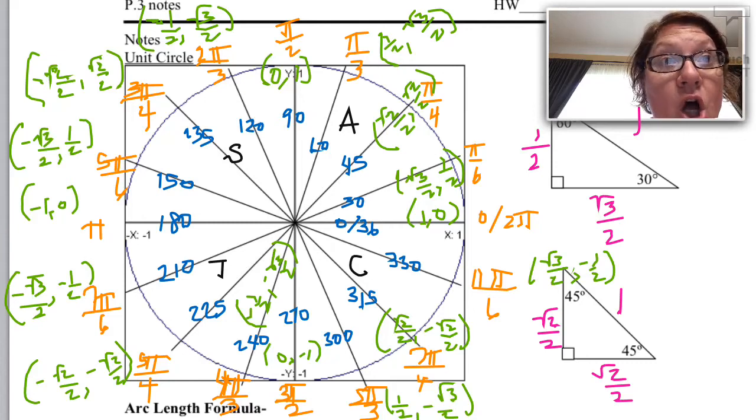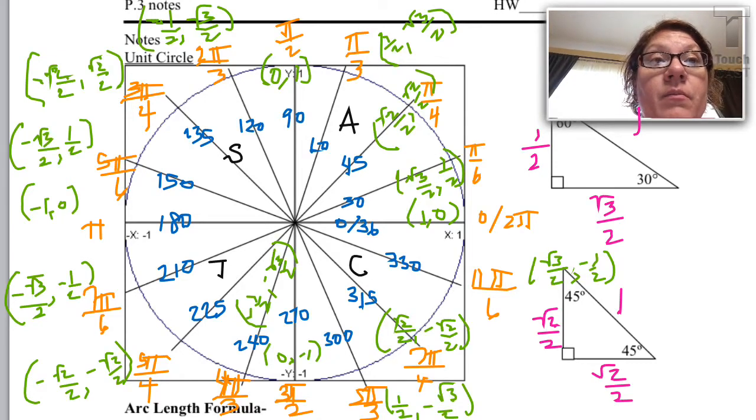Wow, that took a long time to get all those on there. So I would suggest maybe you use some different colored pens or pencils and do everything like I did. So I did all the radians in orange, and I did all the degrees in blue. I did all the coordinates in green.